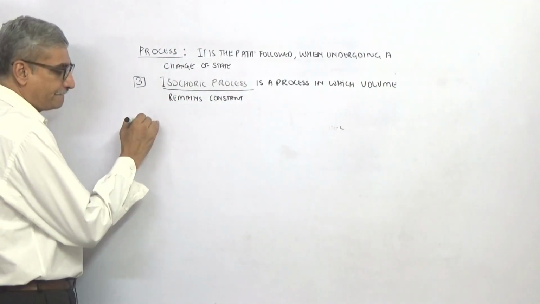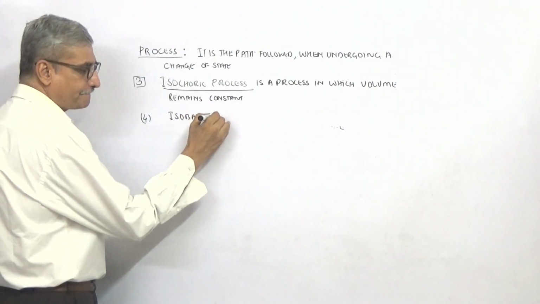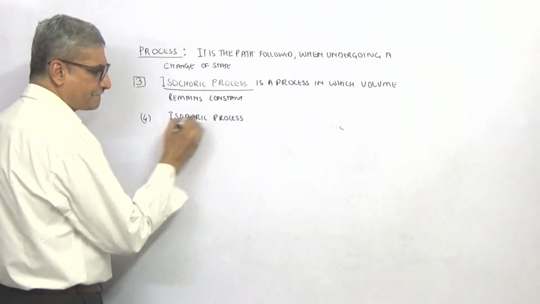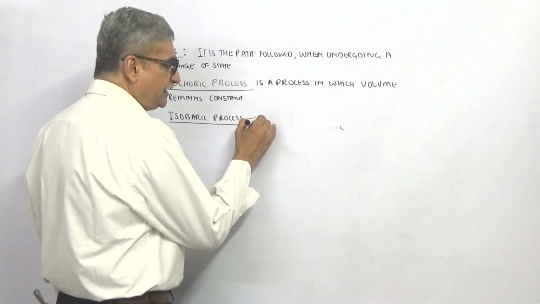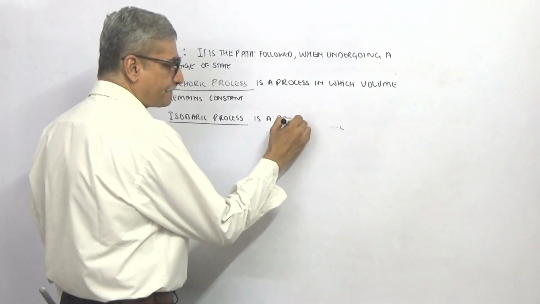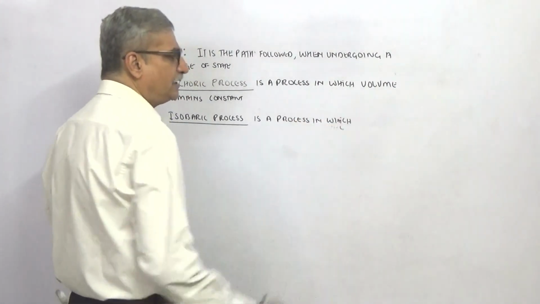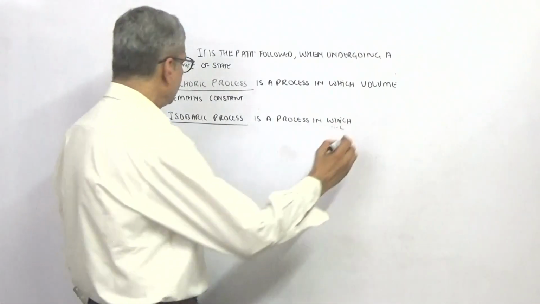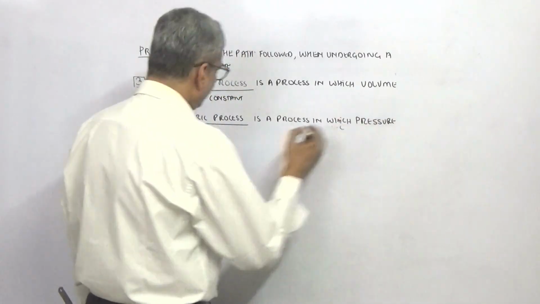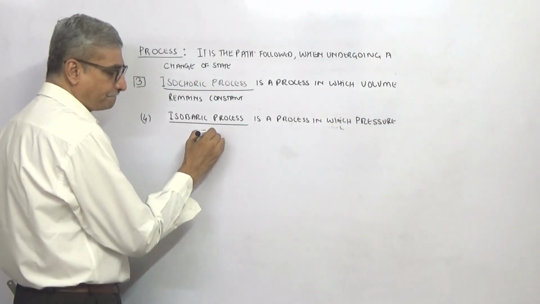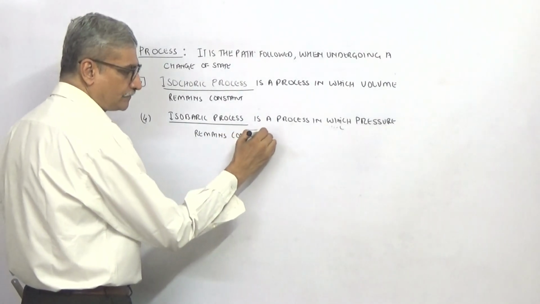The fourth one is isobaric process. So isobaric process means what? It is a process in which the pressure remains constant throughout.